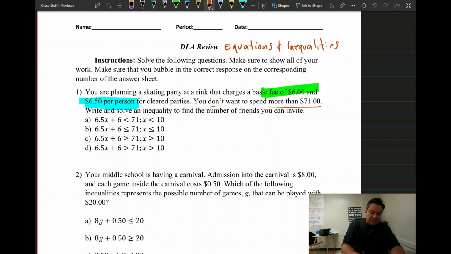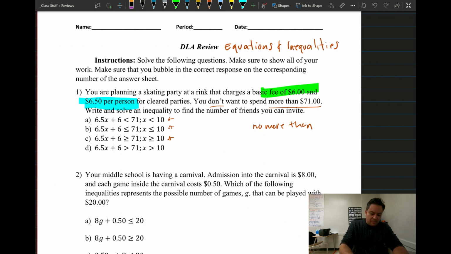Okay, we already said that this is going to go with the variable, and if you look at the answer choices, everything has the $6.50 with the variable, so we're good there. Now, the only other thing, they also give you the solution for the variable. This is the solution for the variable right here, the 10. So the only thing that we need to find out is what sign we are using for no more than.